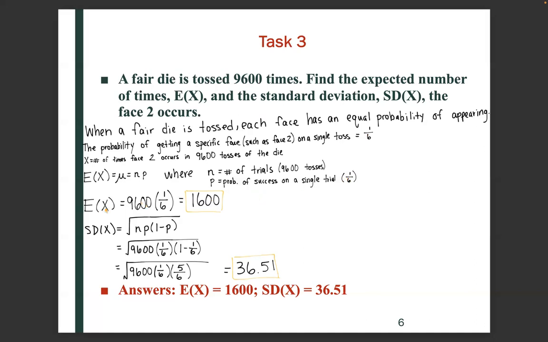So the expectation of X, we're just going to do n times p, is going to be 9,600 times 1/6, which gives us 1,600.